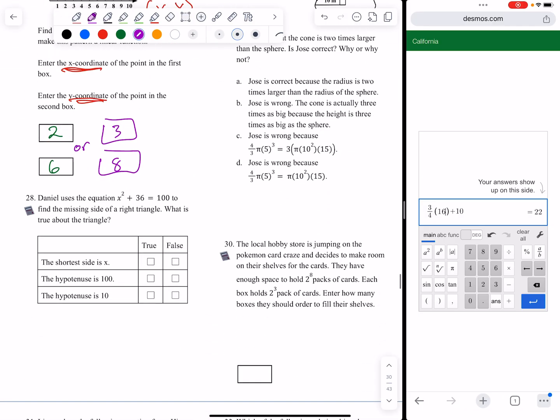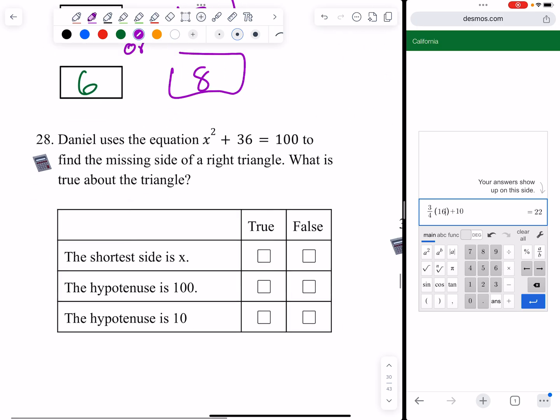All right, next one. Almost there. Okay, we're on 28 out of 34 here. Daniel uses the equation x squared plus 36 equals 100 to find the missing side of a right triangle. Okay, a squared plus b squared equals c squared.